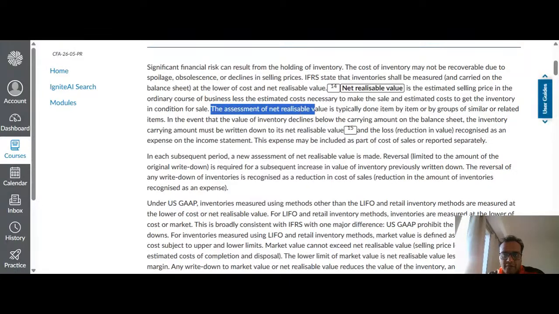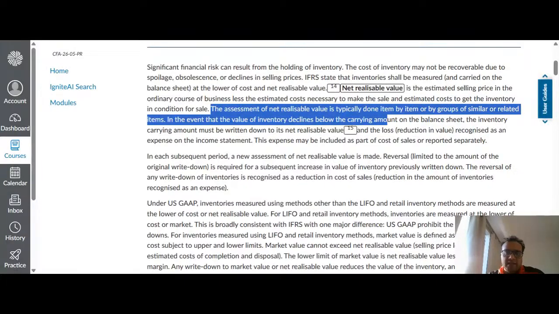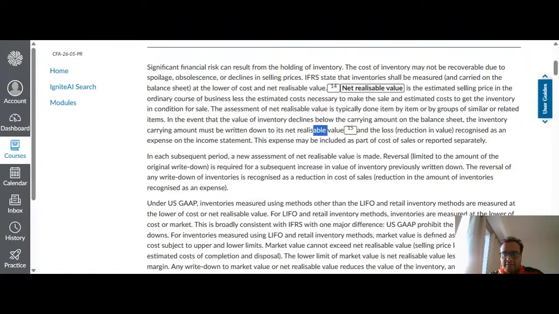The assessment of NRV is typically done item by item or by group of similar related items. In the event that the value of inventory declines below the carrying amount on the balance sheet, the inventory carrying amount must be written down to the NRV and the loss recognized in the income statement. This expense may be included as a part of cost of sales reported separately.